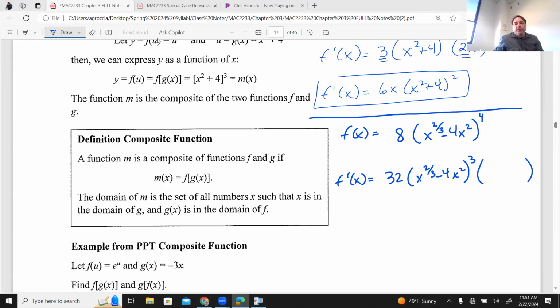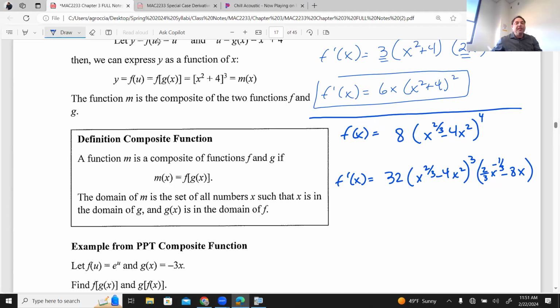So a little reminder, the 4 times 8 gave us the 32. Inside stays the same. 4 minus 1 is 3. And then the last step is derivative of the inside. So derivative of x to the 2/3 is 2/3 x to the negative 1/3. Don't be afraid of fractions. Then the derivative of negative 4x squared is negative 8x. Okay, we pause there. You have done chain rule.